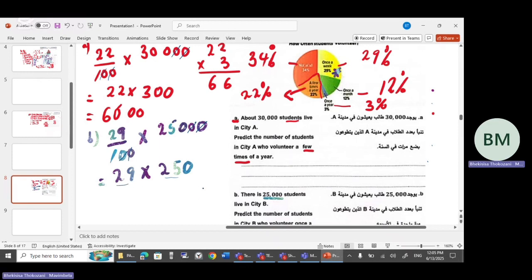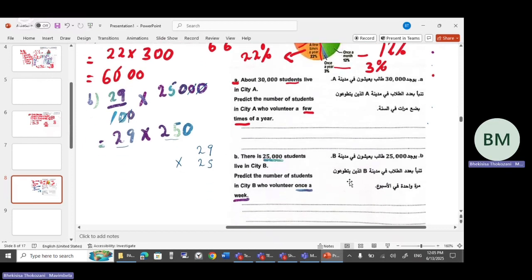So here I'm just going to take these numbers. I'm going to take 29 multiplied by 25. Am I making sense? Okay, let's see if you will understand this. So we have 9 times 5, and we should all know this one here.